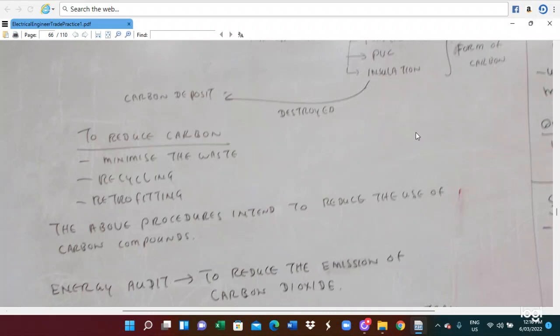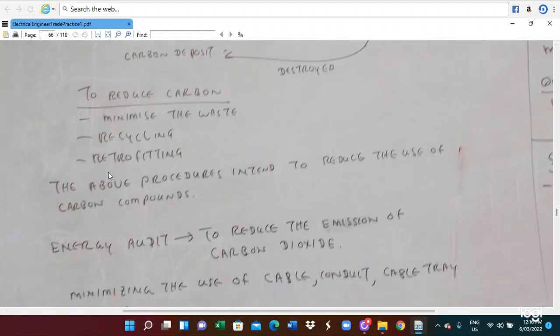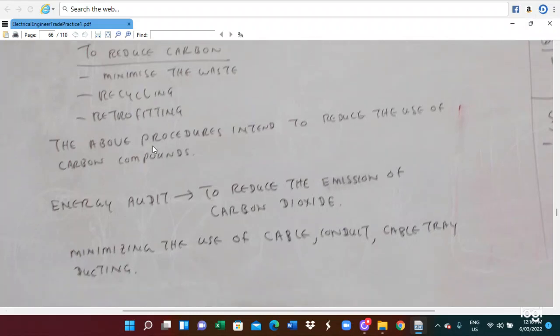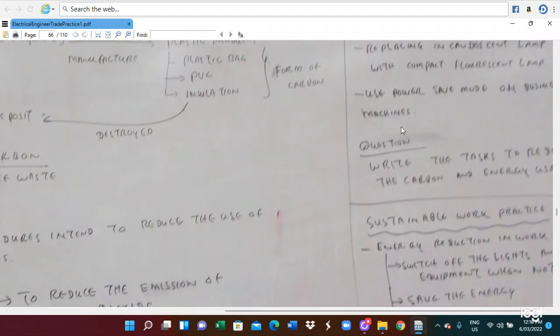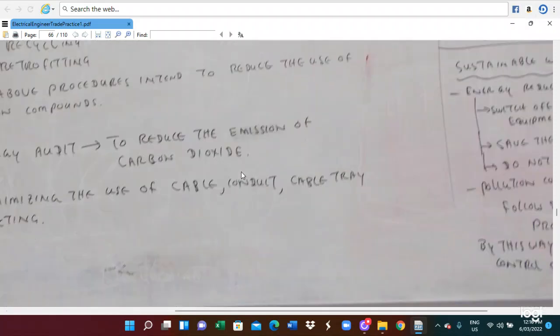So in this case, you have to minimize the waste and you also do recycling or retrofitting. Those are the important aspects to reduce the carbon contents. The above procedure is identified to reduce the use of carbon compounds. We have to do this energy audit regularly to reduce the emission of carbon dioxide. So in this case, we have to minimize the use of cable and conduit, cable tray, ducting. Those are the important aspects to reduce the carbon compound.